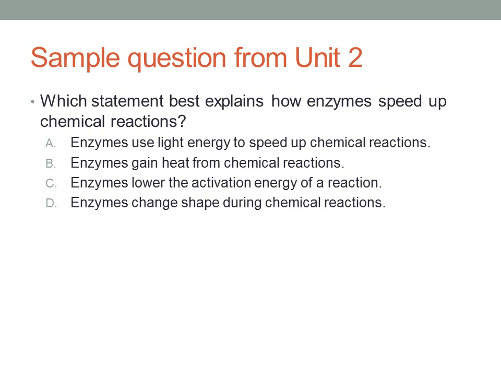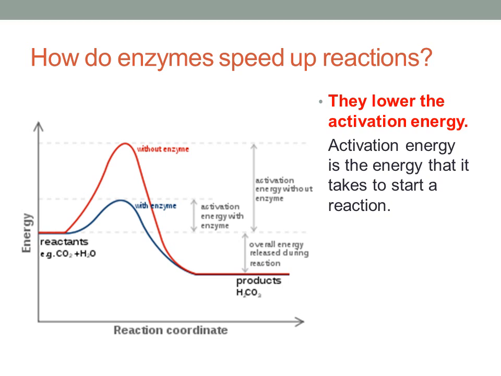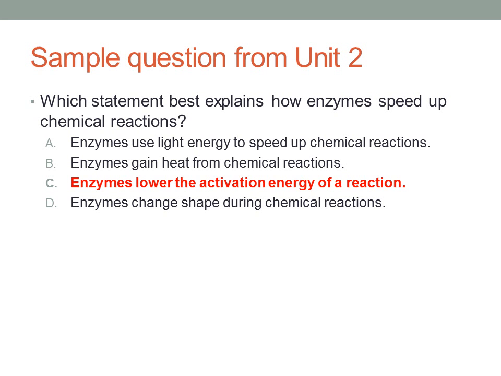So here's a sample question. What statement best explains how enzymes speed up chemical reactions? We just went over this, and so you should be able to answer this, but in case you forgot, how do enzymes speed up reactions? They do it by lowering that hill or lowering that activation energy. So the best answer for this question would be enzymes lower the activation energy of a reaction. So that would be C.